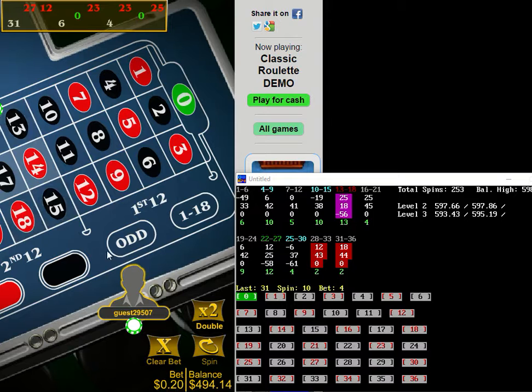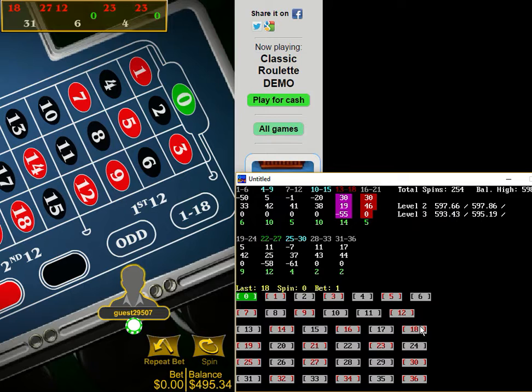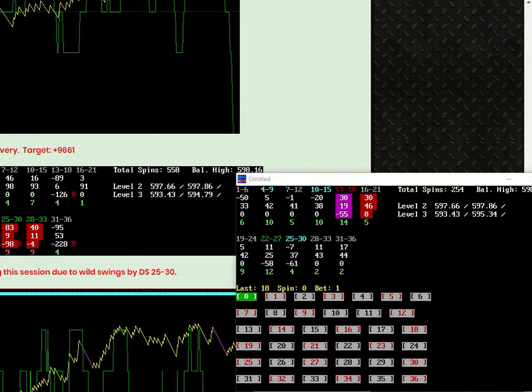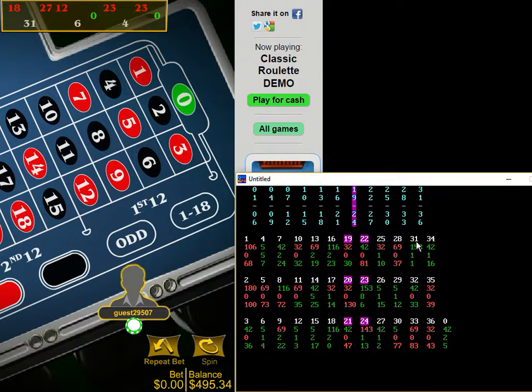Okay. So now we go to the first step of the march. This is the first bet of the march. And we get it. That's expected. And let's enter in our balance, 595.34. Okay, closing in on 200 BUs. Our target is 9661. So we got a ways to go yet. A little over 100 BUs.